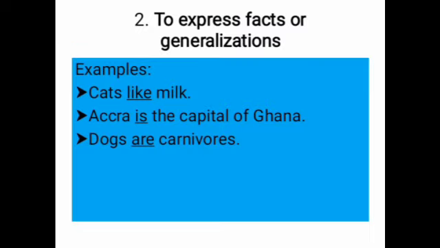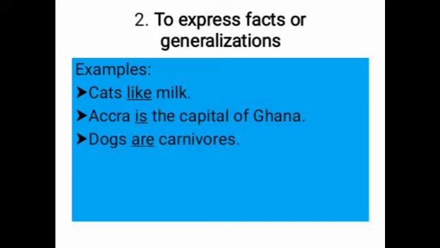The second use of the simple present tense is to express facts or generalizations. When you want to say something that is a fact or a known generalization, you use what? The simple present tense.